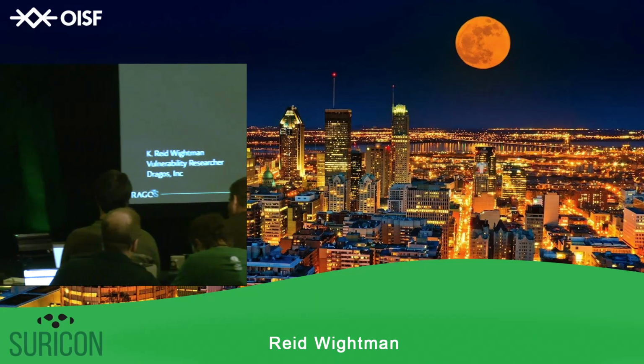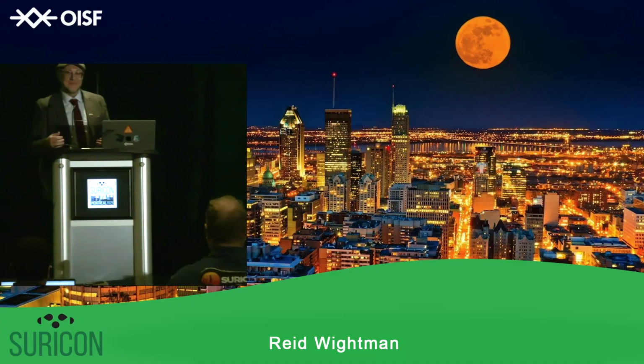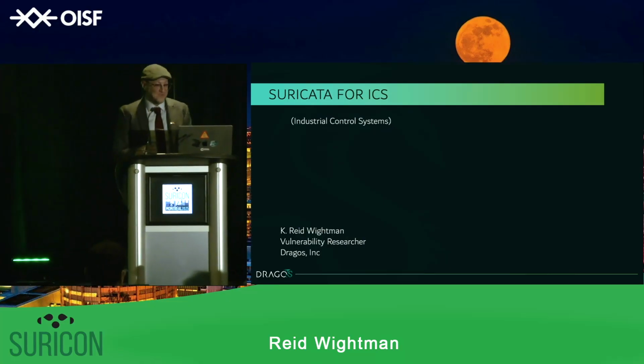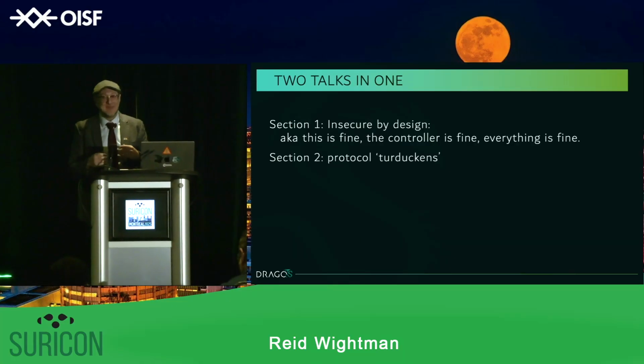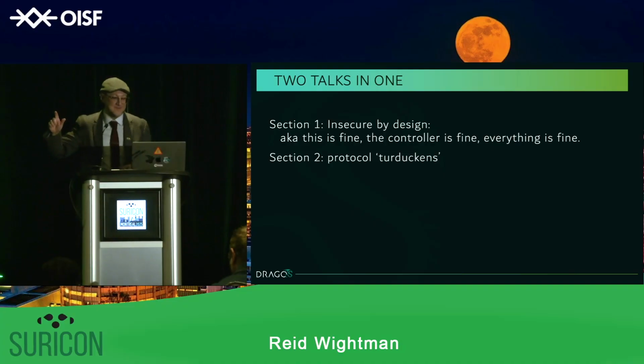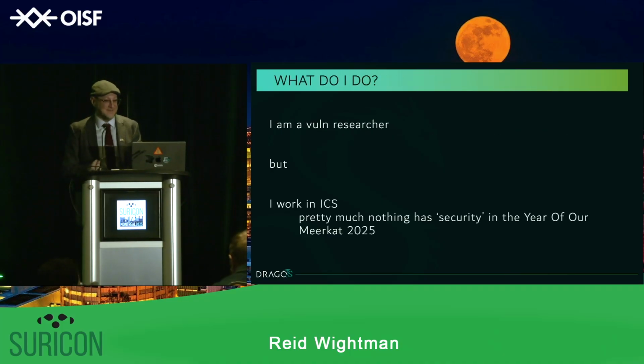Okay. So my name's Reid Wightman, and I'm a vulnerability researcher in the industrial control systems space. This is hopefully going to be two talks in one, if I have time for section two. But I want to talk about what is insecure by design and how industrial stuff works just a little bit, and how I've done some weird things with Suricata to deal with some of this insecure by design stuff.